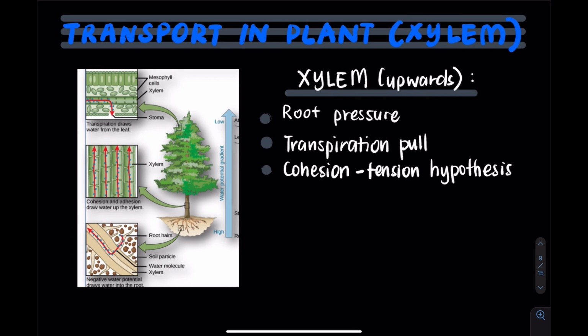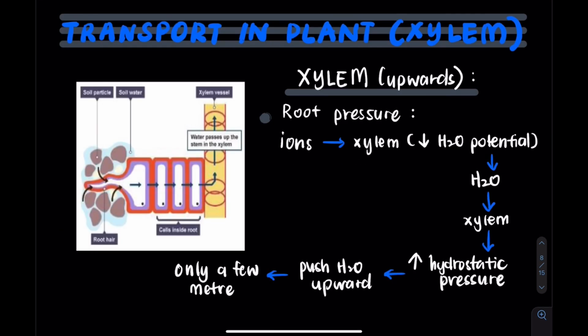Next, we will look at the movement of water in the xylem up the stem. There are three mechanisms for the movement of water from xylem upwards, which are root pressure, transpiration pull, and cohesion tension hypothesis. In root pressure, the movement of mineral ions into the xylem causes the water potential in the xylem to decrease. So, water from symplast pathway will enter the xylem.